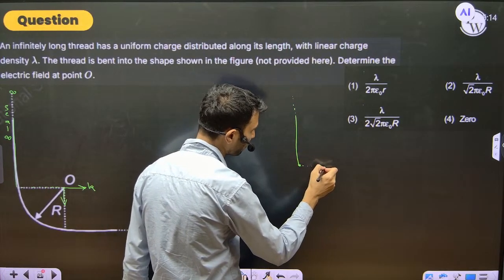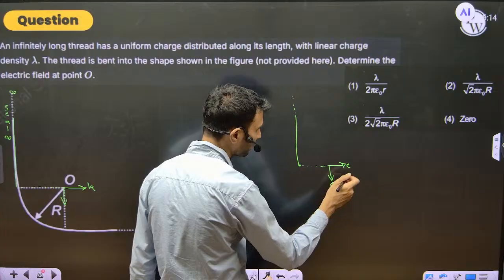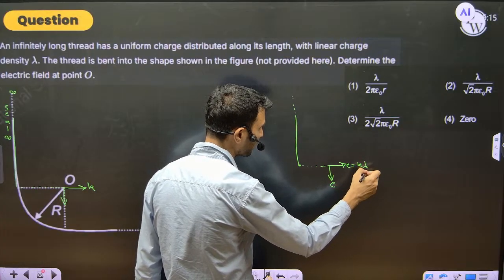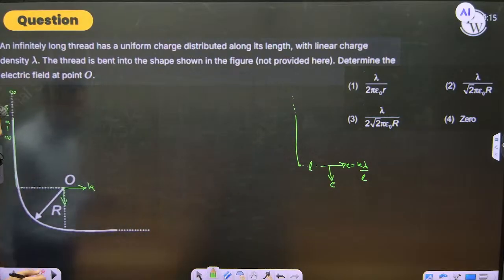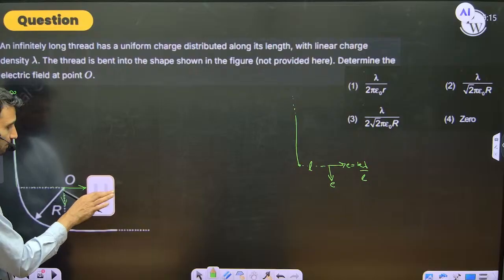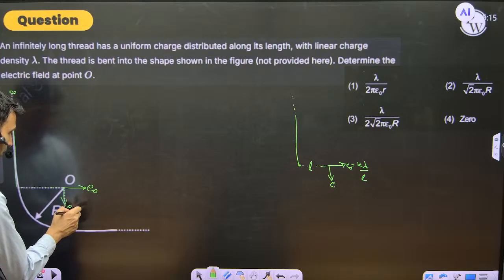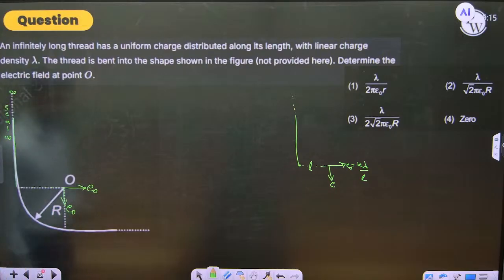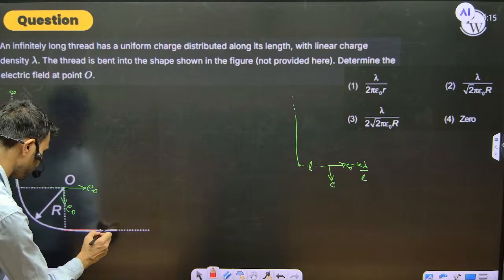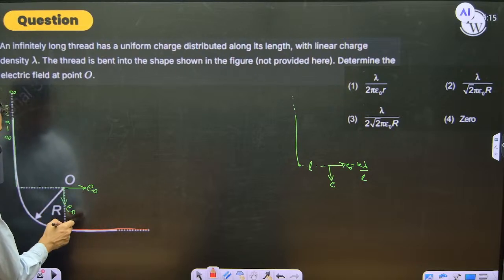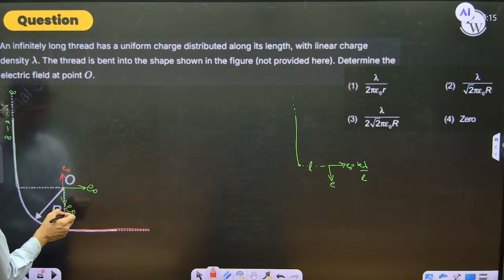So at this point we found out the electric field, and at this point we found out the electric field, and they came out to be E and E. And what was the value of E? K lambda by L, where L was this distance, right? So the electric field will be the same E, or let's call it E naught, E naught and E naught. And similarly with this red rod, it will be E naught and E naught.